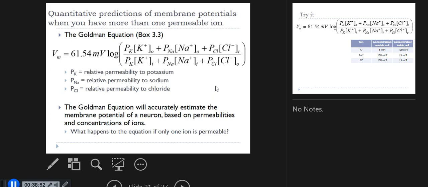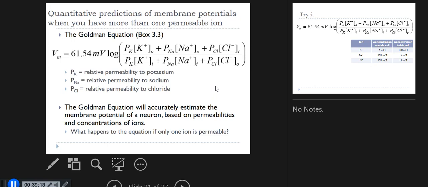You add all these together. And then you take all of that divided by this whole thing, which would be permeability of potassium times potassium inside, permeability of sodium times sodium inside, permeability of chloride times chloride outside. So you have to do all of this on top first, all of this on the bottom, and then divide this whole value by this whole value. That's the way the math works. Okay?